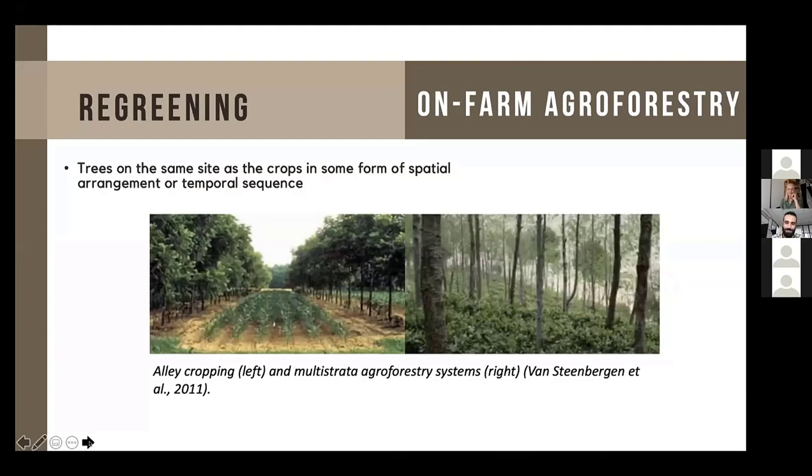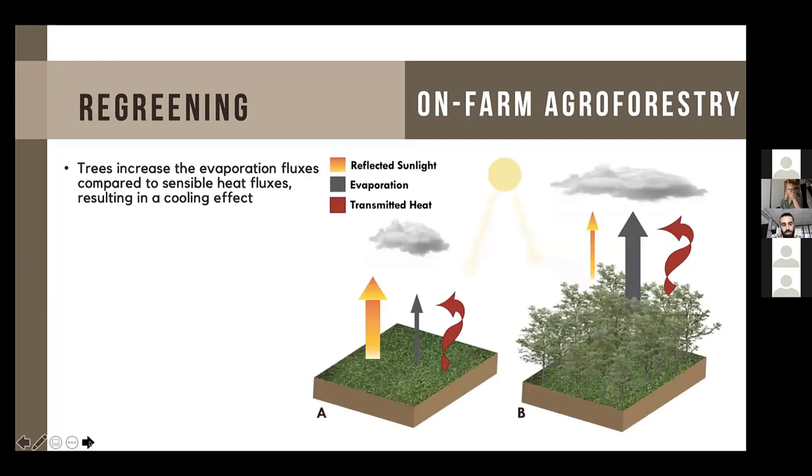On-farm agroforestry. So this is the planting of trees in the farm. Agroforestry uses trees on the same site as crops in some form of spatial arrangement or temporal sequence. On the left, you can see a picture of alley farming. So crops are cultivated in between rows of trees, normally with about 4 meters difference, but it does vary depending on the crop and the tree. And on the right, you see multi-strata agroforestry systems. That's really taking that concept of stacking in time and space to allow for different levels of vegetation and different levels of productivity within a small space. And if we move on, we have a schematic version showing some of the differences.